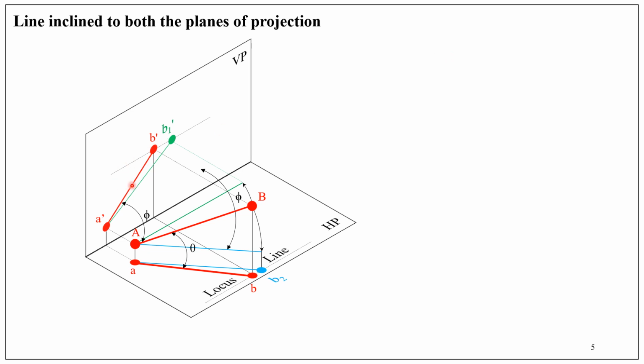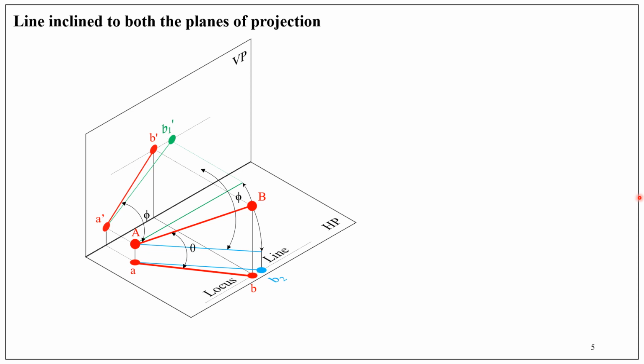Now, we don't know what is the length of A dash B dash and AB. In order to know the length of A dash B dash, draw the front view of the line assuming it is parallel to HP and inclined at phi to VP. When it is parallel to HP, we can see the true length and the true length is AB2. So project AB2 to obtain the front view.